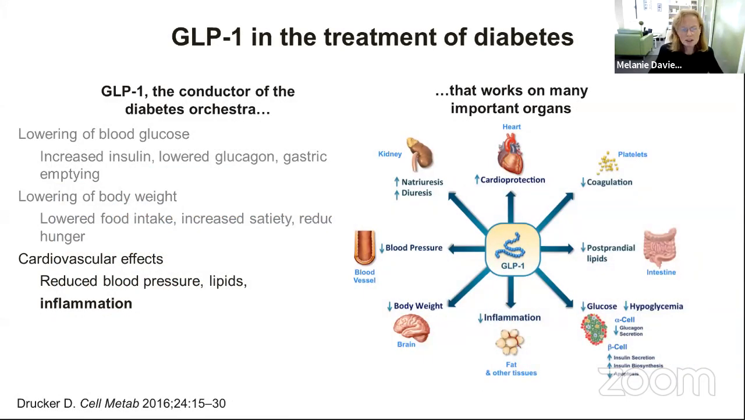So moving to the incretins, I've talked about the incretin enhancers, the DPP4 inhibitors. I want to talk about GLP-1 more broadly now, because Dan Drucker has described GLP-1 as the conductor of the diabetes orchestra. We know about the data in terms of lowering glucose and lowering body weight, but there's an increasing recognition of the potential for cardiovascular benefit through potentially direct effects in terms of reducing blood pressure and lipids, but also I think importantly through effects around inflammation, and the role of inflammation is becoming increasingly important.